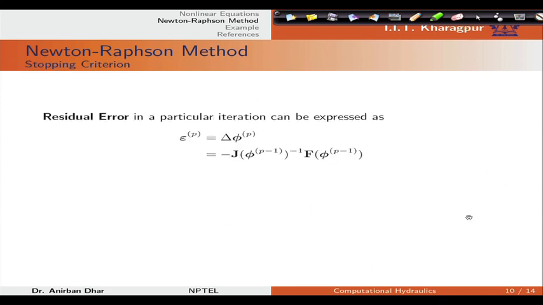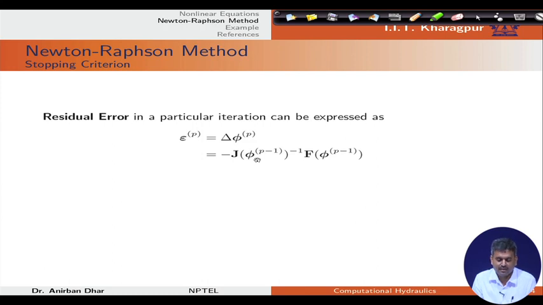Now, residual error, like our iterative technique, we need to see the residual error. This epsilon at the pth iteration, again this is the increment. So, obviously, this increment should be checked.